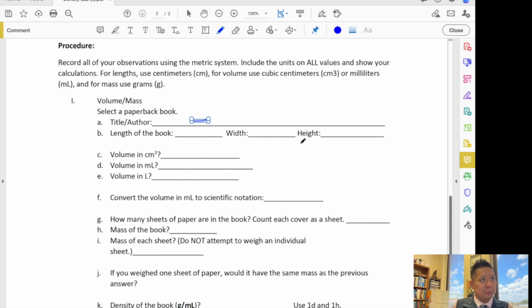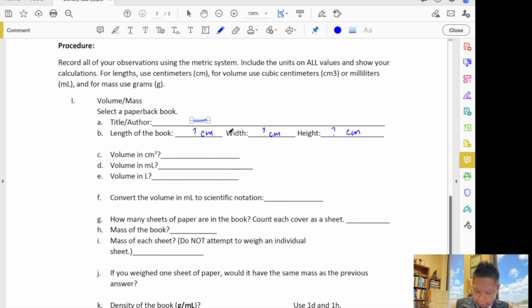So this is where you use your ruler. If you borrowed one from me, that's fine, but you can use your own ruler. Write down the length of the book in centimeters here, the width of the book in centimeters here, and then the height of the book in centimeters there, whatever this could be. I don't know what they are, because it's going to be your book, a book that you picked.